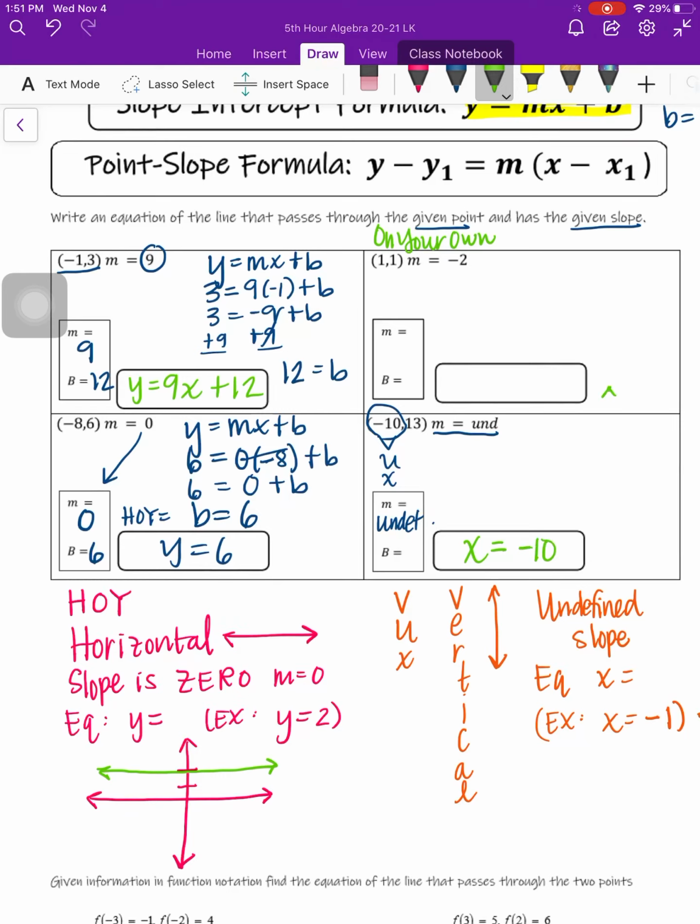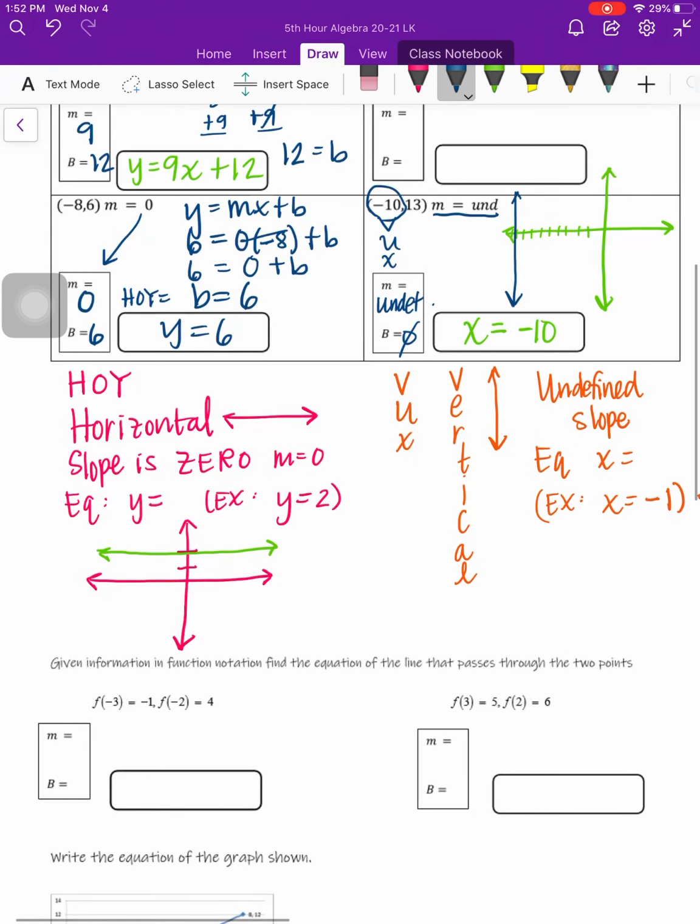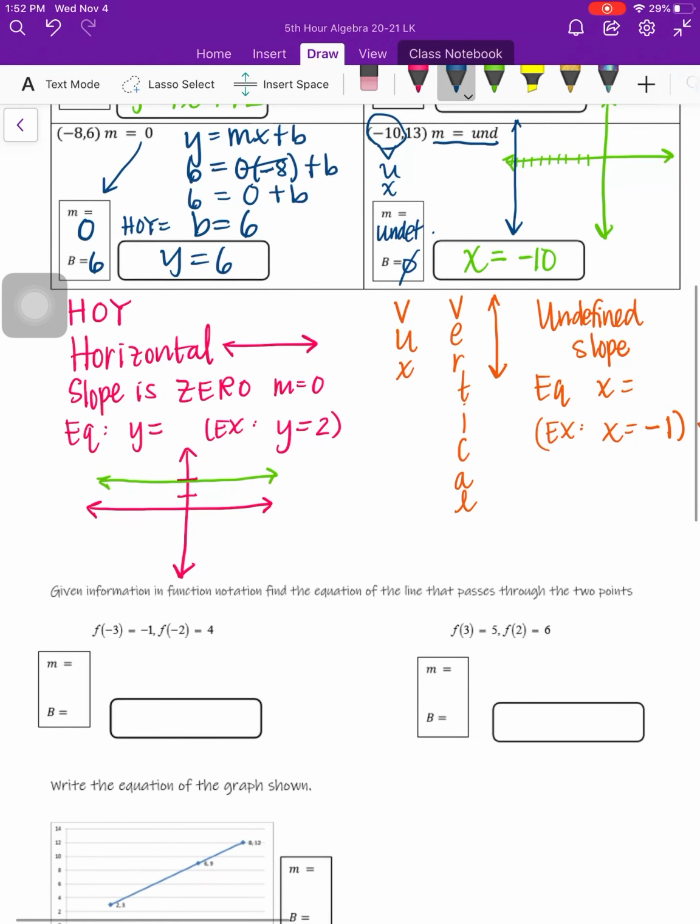A graphed version of this would look like this. We'd have a line over here. It would go through that point, so it has no y-intercept. That's what that 0 with a line through it represents, because it's not crossing the y-axis. Okay, this next section of notes, we're going to focus on the formula called point-slope.